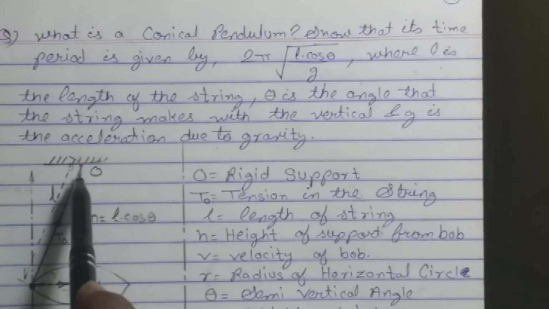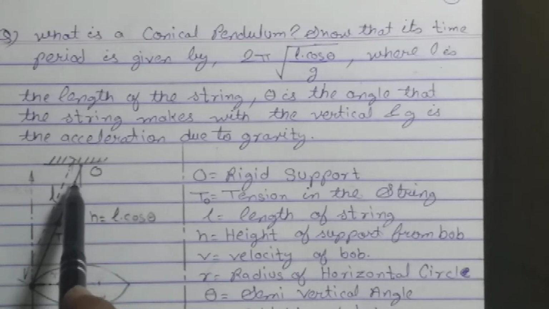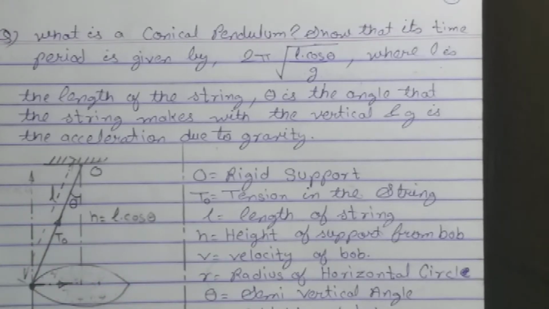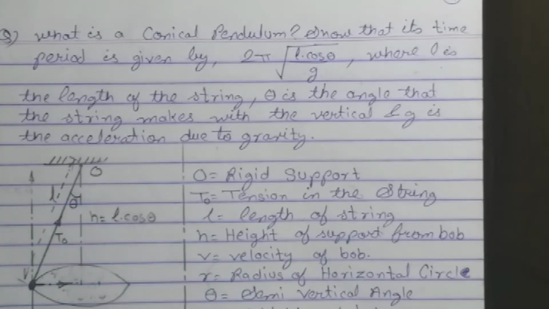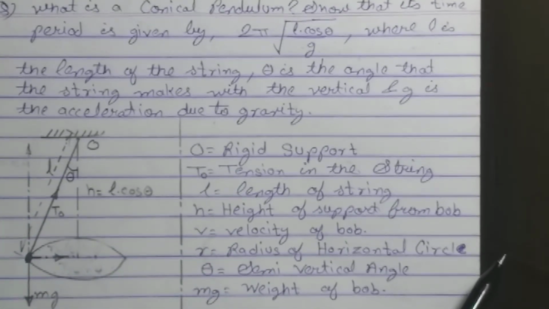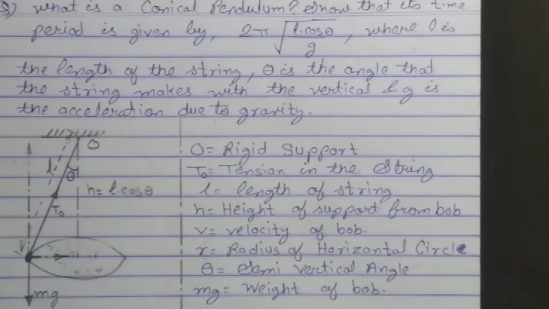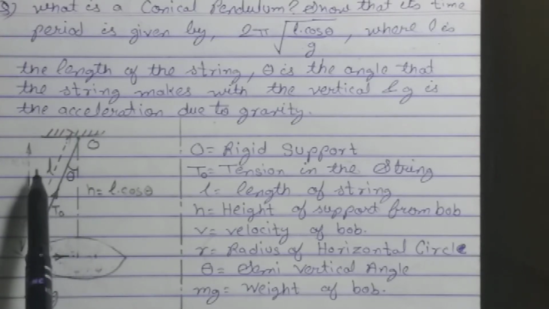Students, we observe here that there is a bob. You can see one point mass I attach over here. Let us consider m as the small mass of that bob. It is connected to one end of a string, and the length of the string, as you can observe over here, is small l.